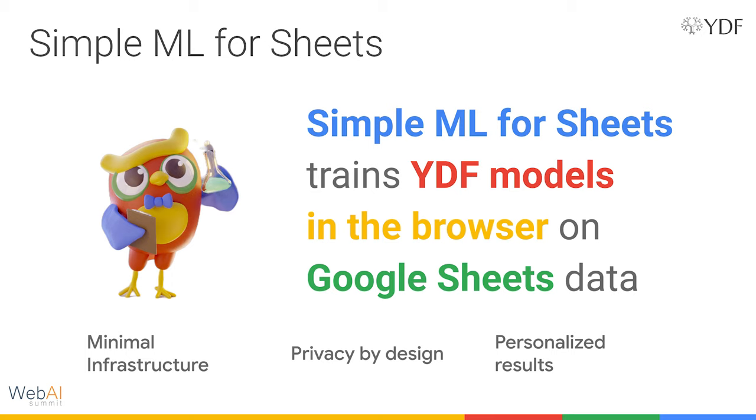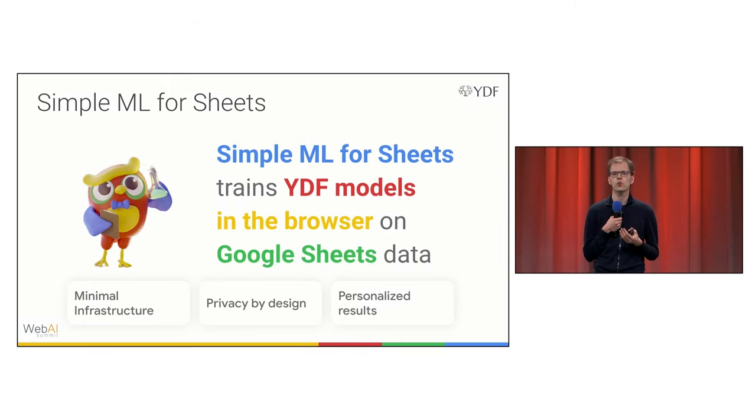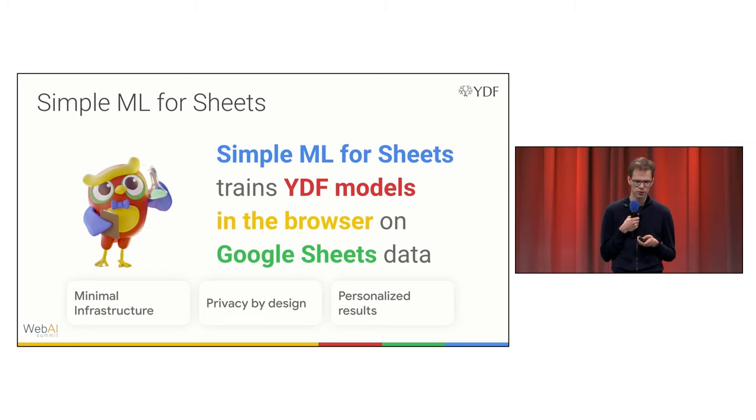In simple terms, Simple ML for Sheets trains YDF models in the browser on Google Sheets data, which means that we get the major value propositions of Simple ML for Sheets essentially for free by using YDF: minimal infrastructure, privacy by design, and personalized results. We really train on every user's individual data.